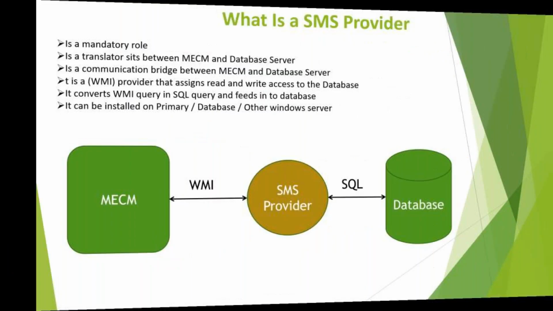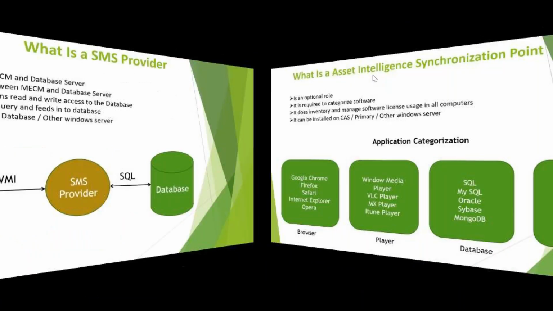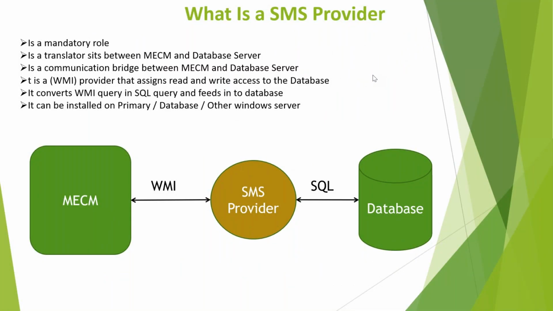Now we are going to discuss the fourth role, which is the SMS provider. SMS provider is what? It's a communication bridge. How many DPs can we have? We can have a maximum of 250 distribution points in one primary site server. 250. So one primary site can have a maximum of 250 distribution points.